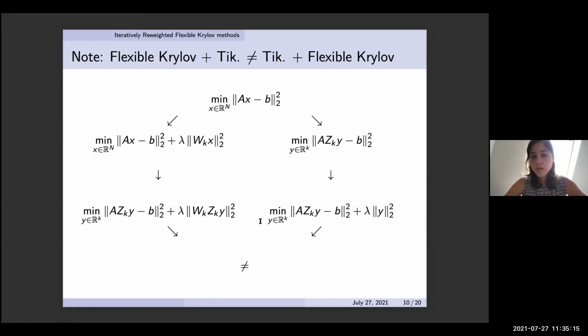But we have to be careful knowing exactly what we're solving, because in what we would call the hybrid case, where we're just regularizing for the coefficients, so we're projecting on the flexible Krylov subspace and then adding regularization, we'll be solving, in the long run, a very different solution, or we'll be converging to a very different solution, if we don't stop the iteration early.